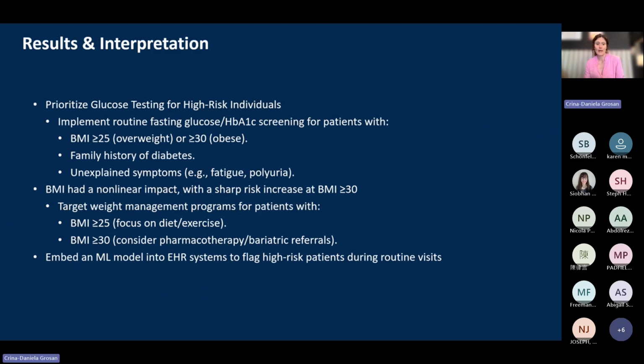BMI had a non-linear impact, but still could be a target for weight management for some patients. So for instance, for those with a BMI higher than 25, focus on some exercise or some diet, higher than 30, maybe consider more advanced interventions. And we could even take some actions and embed one of these ML models into an electronic system that could flag high-risk patients. And I mentioned this when I told you about a complete data science project and how it goes from having data to providing analysis, predictions, and also an intervention.